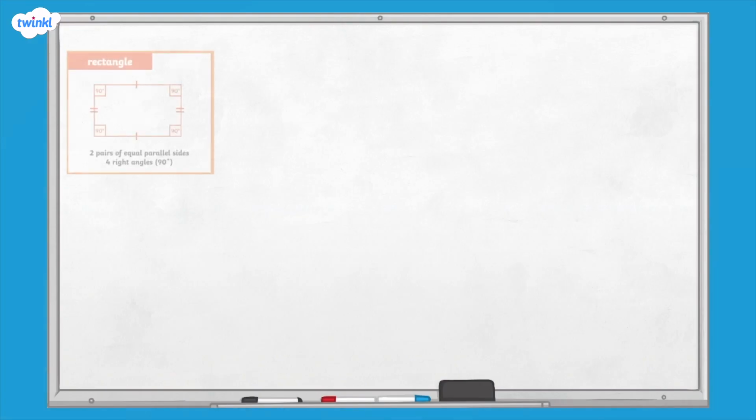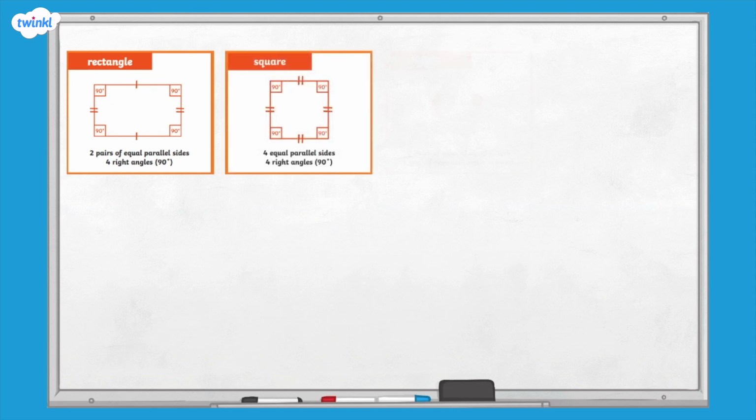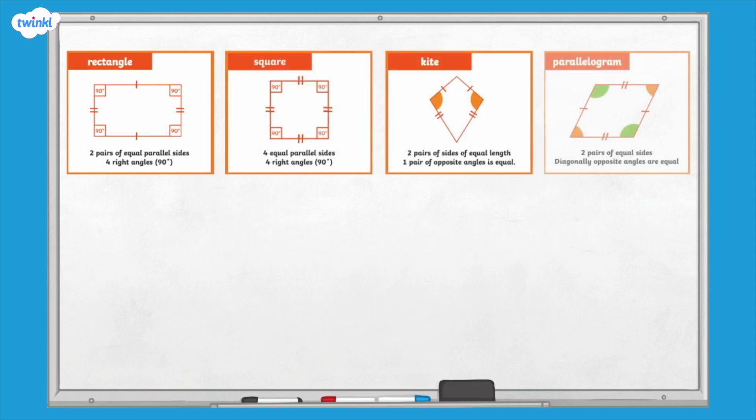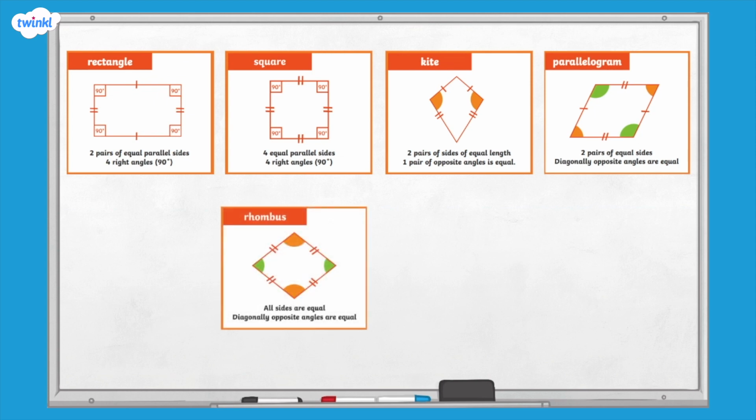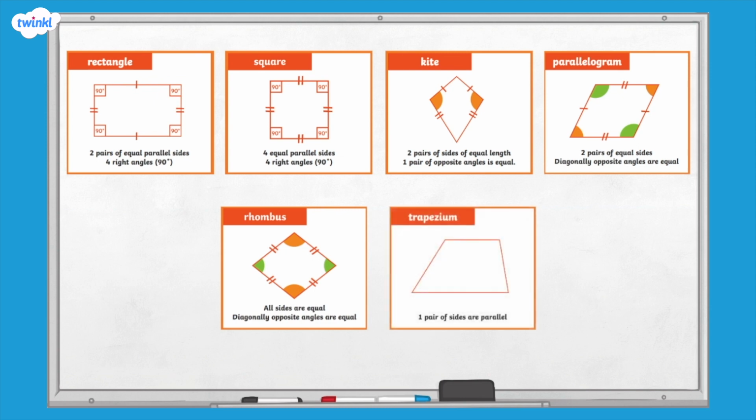We've now identified 6 different types of quadrilateral. A rectangle, a special type of rectangle called a square, a kite, a parallelogram, a special type of parallelogram called a rhombus. Remember that rectangles and squares are also special types of parallelogram. A trapezium. Remember that there is also a special type of trapezium called an isosceles trapezium.